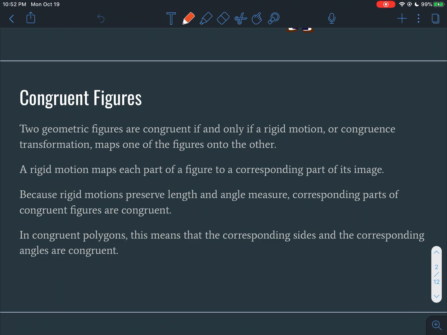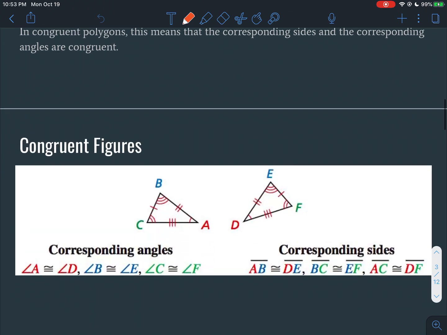A rigid motion maps each part of a figure to a corresponding part of its image. Because rigid motions preserve length and angle measure, which means they stay the same size and same shape, then corresponding parts of congruent figures are congruent. And we will talk about what that means in just a minute. In congruent polygons, this means that corresponding sides and the corresponding angles are congruent.